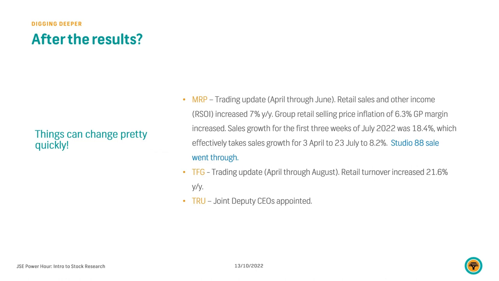TFG released a trading update, very strong. Retail turnover up 21.6%, so that looked pretty good. And Truworths, nothing much out since they released results in September. But as I mentioned, it seems as if Michael Marx's tenure could finally be coming to an end. They appointed two deputy CEOs, which is a little bit strange, right? Take back your winning horse, pick your horse, stick to him or her. Two deputy CEOs is never a good sign.